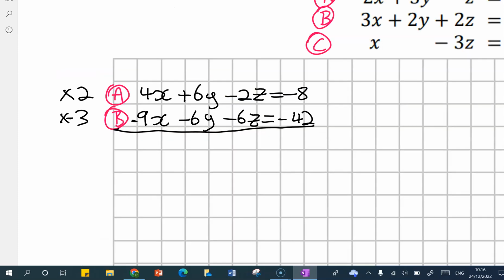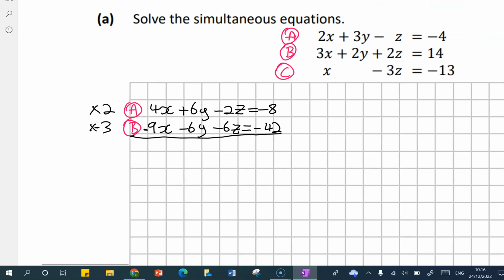Multiplying the top line by 2 and the bottom line by minus 3. I'm getting rid of the y's. The reason I'm getting rid of the y's is because I have an equation down here with no y in it, so it'll just make things a little bit faster. That leaves us with equation D, minus 5x minus 8z equals minus 50.